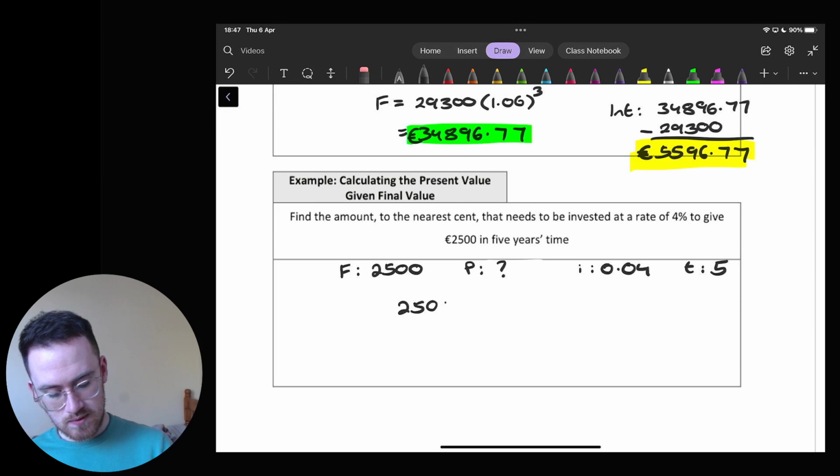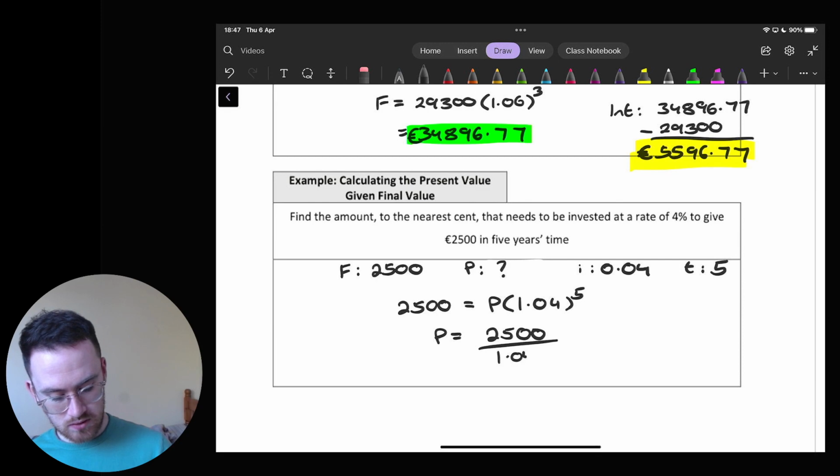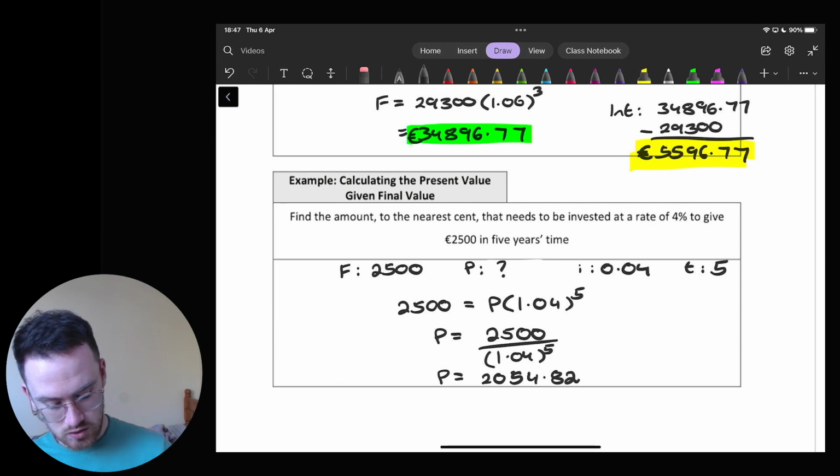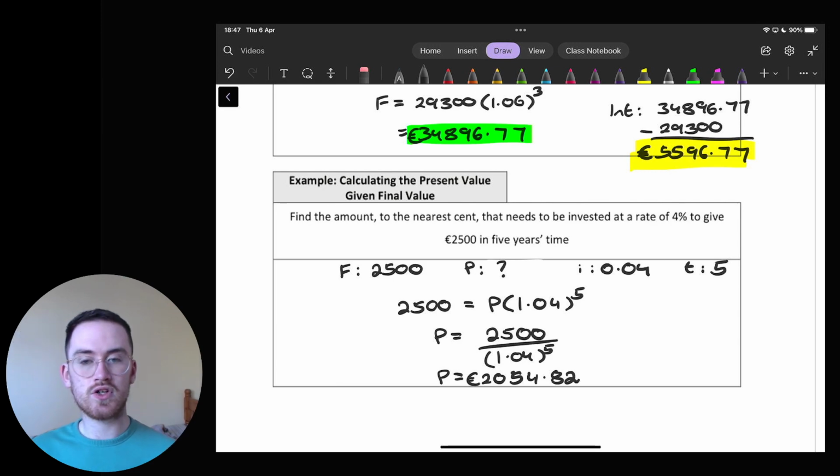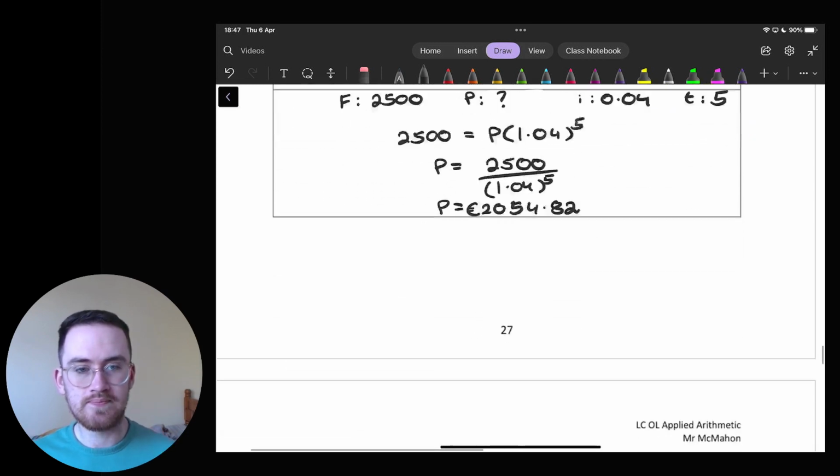So subbing that into my formula, we're leaving P unknown. This is 1.04, and for 5 years, P is 2,500 over 1.04 to the power of 5. And again, then we just can sub that into our calculator to get our answer. And we get 2054.82. So €2,054.82 needs to be invested, and that would give me €2,500 in 5 years' time.